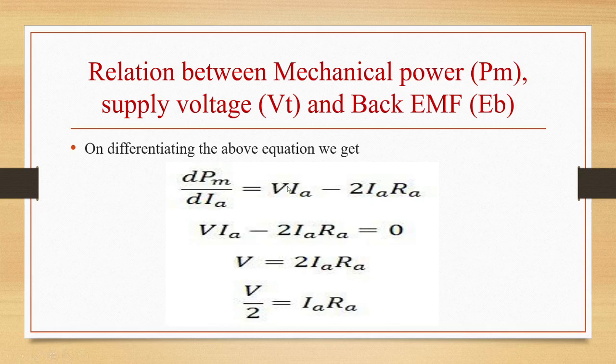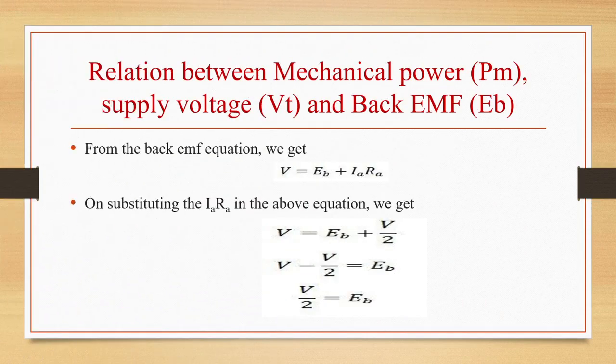See students, this Ia should not come after differentiation. So V minus 2IaRa is equal to 0, or V is equal to 2IaRa. V by 2 is equal to IaRa.